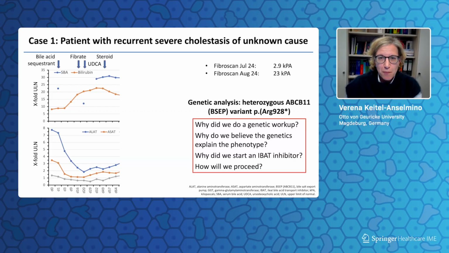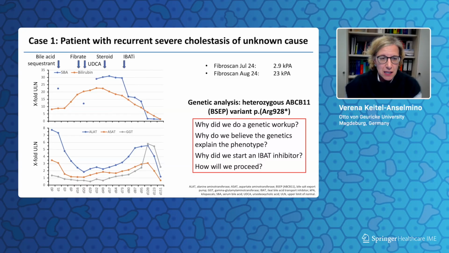The genetic workup was actually quite successful. It showed a heterozygous ABCB11 BSEP variant, which is truncating. Because of that, we started this patient on an IBAT inhibitor. As the prednisone started to lower his bilirubin levels, the IBAT inhibitor started to lower his serum bile acids, and the patient is now symptom-free. We did have a flare in his transaminases and gamma GT, but these are all going back and returning to normal.